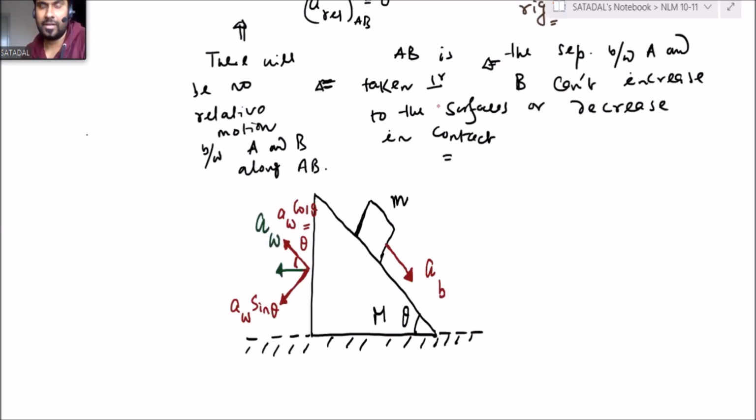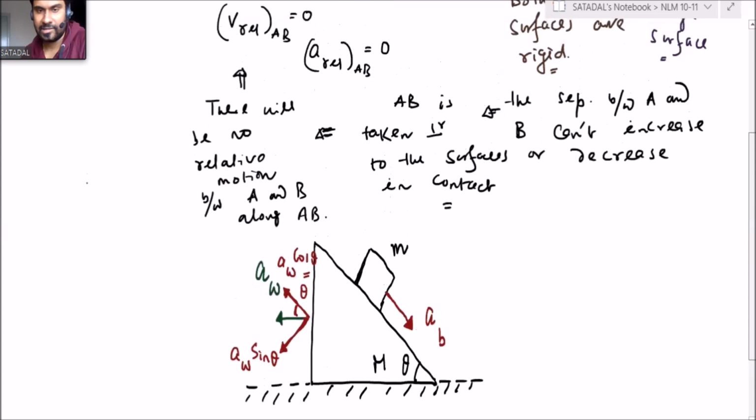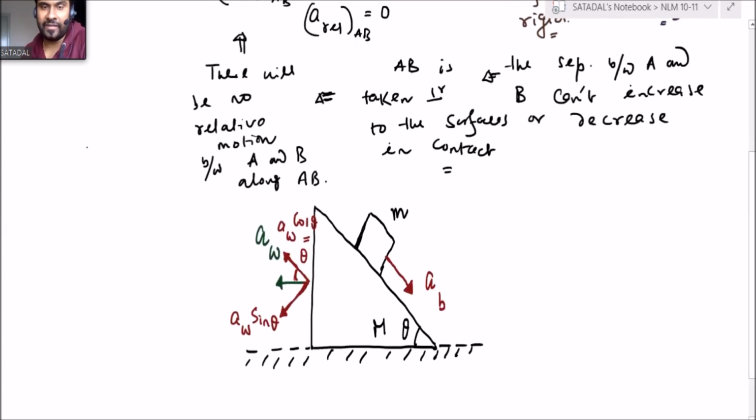Yes, Imran. Sir, say it once more. Component divide karna hai bhai. If this angle is theta, this is also going to be theta. So this component is going to be A_W cos theta, and the component perpendicular to the wedge is going to be A_W sin theta. Is that okay now? Clear hai bhai? This is okay now?